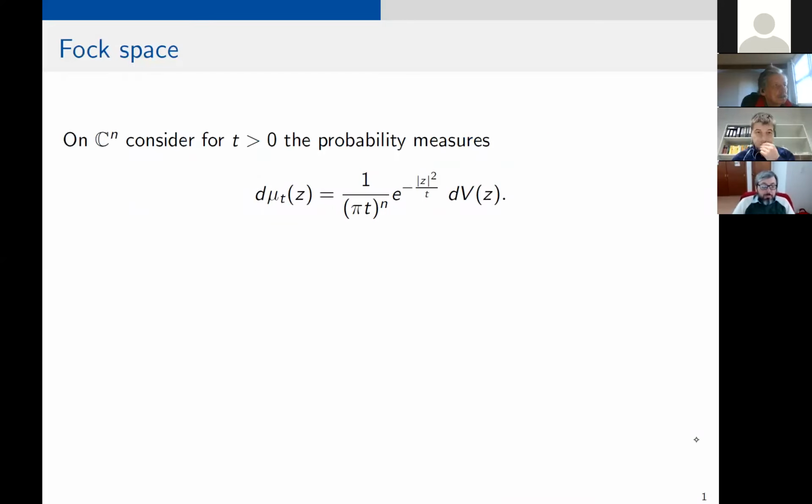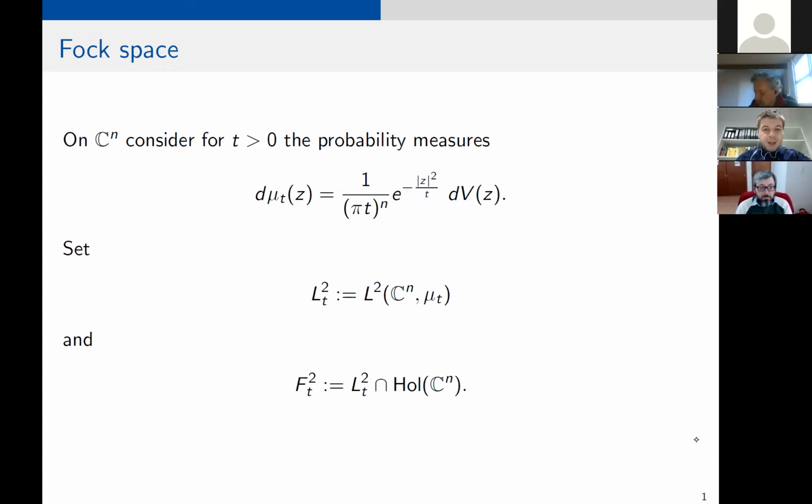So on C^n, we consider this family of probability measures for each positive t. We take the measure mu_t to be the Lebesgue measure weighted by this Gaussian, normalized to a probability measure. And the space L_t^2 is just the L^2 space with respect to this measure. And the Fock space F_t^2 is just the subspace of holomorphic functions in this L_t^2 space. And as you probably all know, this is a closed subspace. So the Fock space F_t^2 is a Hilbert space itself.